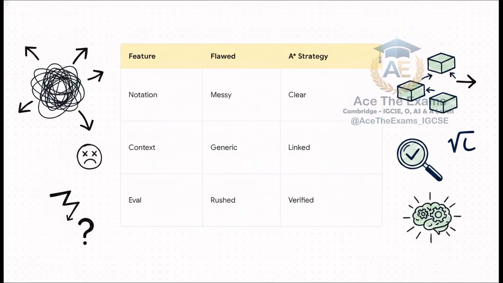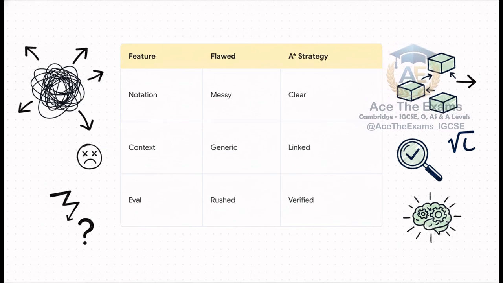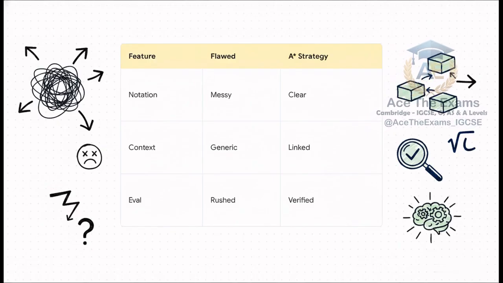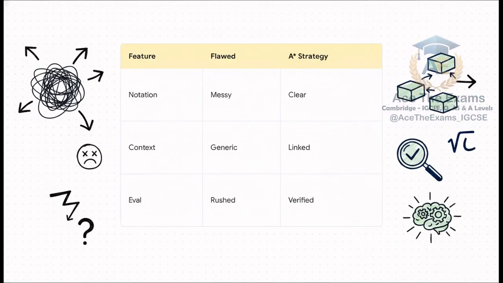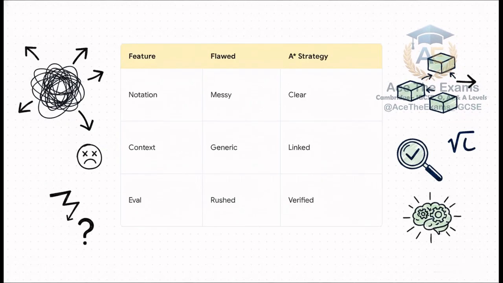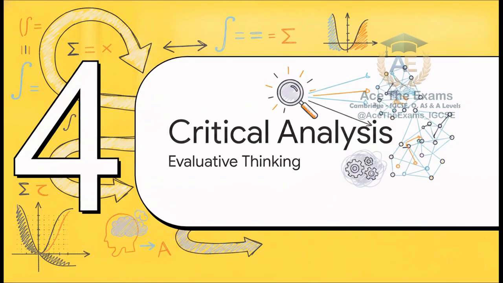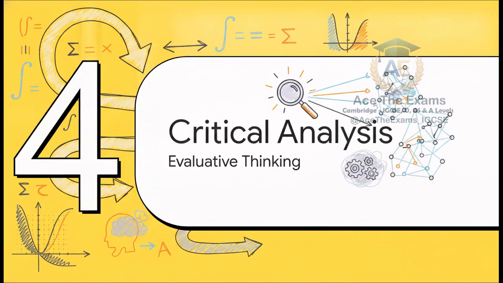Ouch. To execute the A-star strategy, you must have incredibly clear working. If you are integrating 3 over the quantity 2x minus 5, your very next line must explicitly show 3/2 times the natural log of the absolute value of 2x minus 5. You have to verify your results. You have to show the examiner exactly how your brain got from the problem to the solution. No magic jumps allowed.